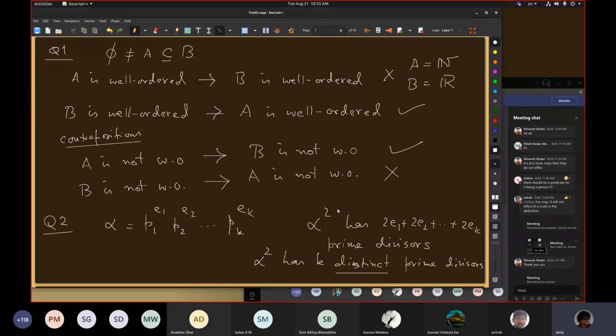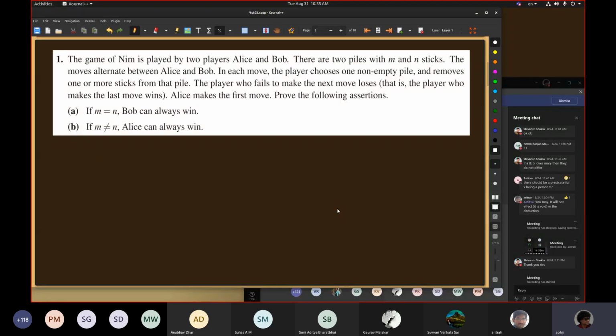Let us now solve some exercises on proof techniques. I will try to give you a wide spectrum of types of proofs. So let us start with this. Just read it. The game of NIM is played by two players, A and B. There are two piles with M and N sticks. The moves alternate between Alice and Bob, and Alice starts.